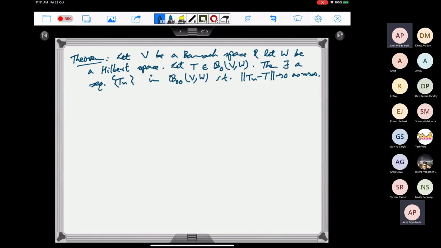In particular, we will use this result later when T is a bounded linear operator on a Hilbert space H. If it is from H to H, then we can do this. And you will see where we are using the Hilbert space property, so we will use the projection operator for that. So the proof of this.